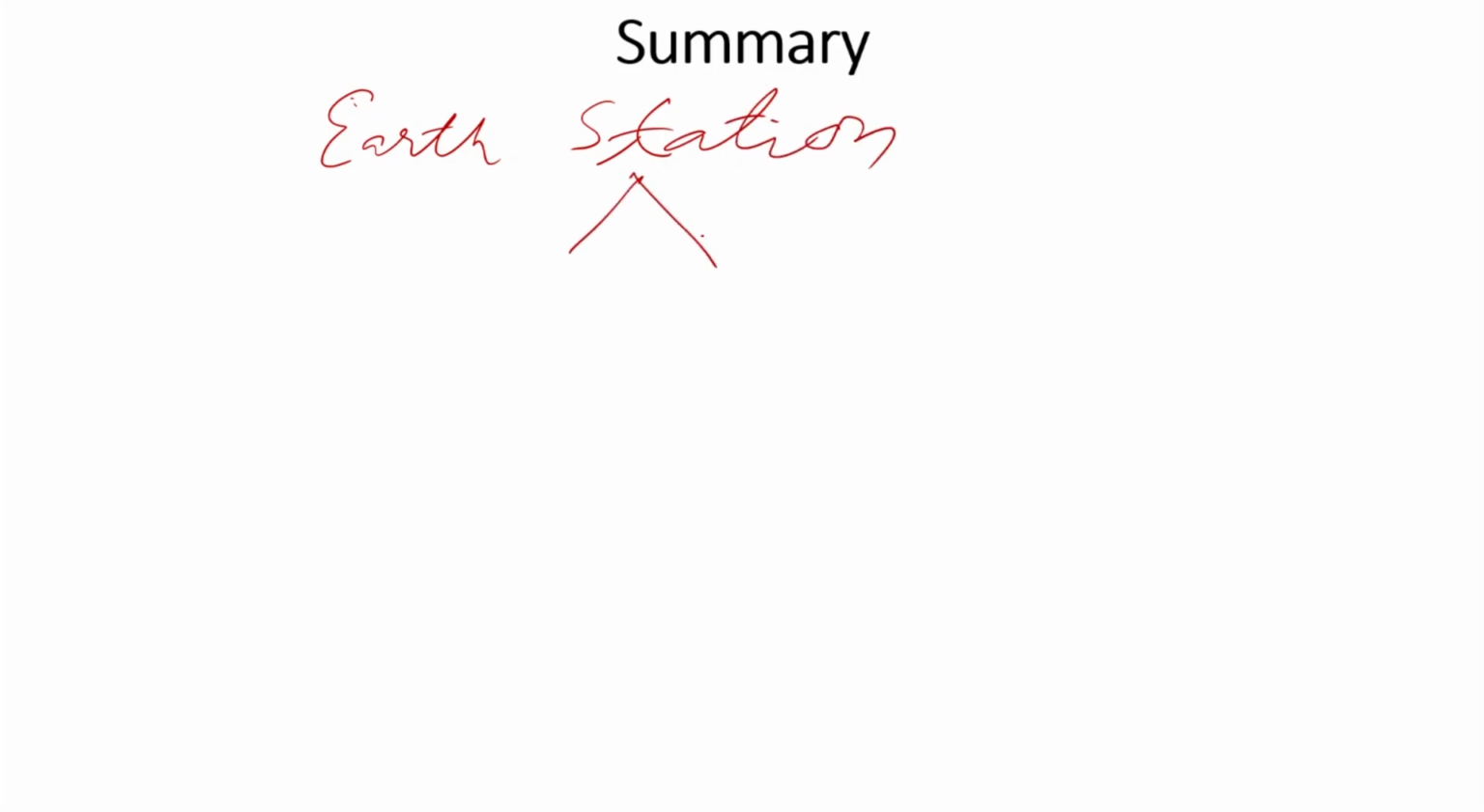So, in this lecture we have tried to discuss the different aspects of the earth station. We discussed two types of earth station, one both transmit and receive, and the other receive only. And we discussed the performance parameters as well as the different configurations, and the important parameters which decide the performance of an earth station.